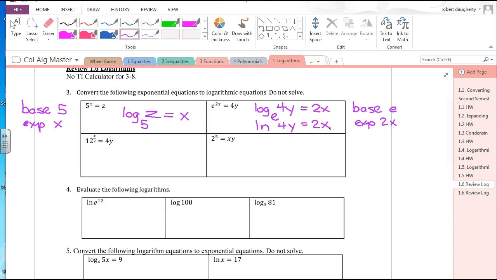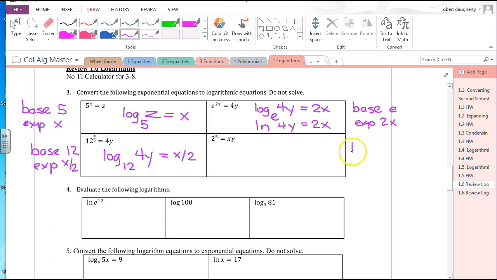The next one here, 12 to the x over 2 equals 4y. In this case, my base is 12. My exponent is x over 2. In a logarithm equation, I'll have log base 12. My exponent is always on the other side of the equal sign by itself. And then here's the 4y. Log base 12 of 4y equals x over 2.